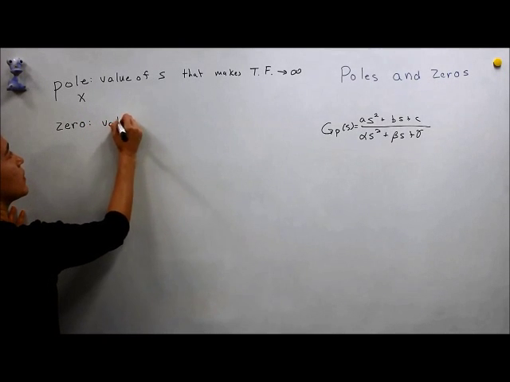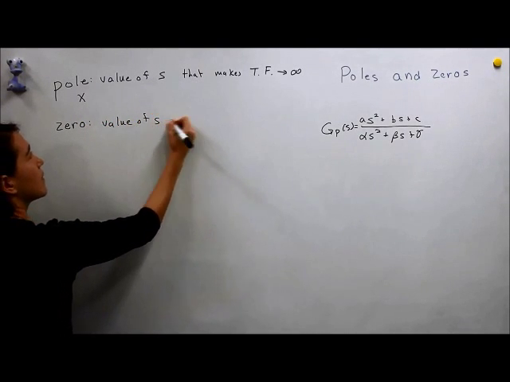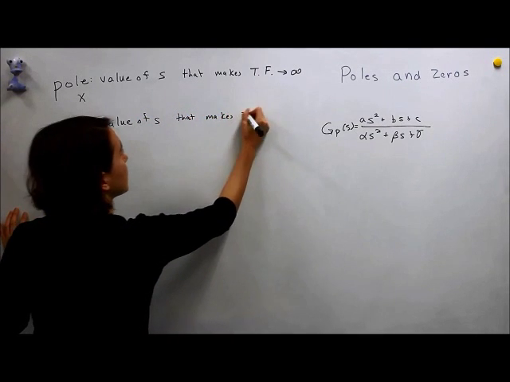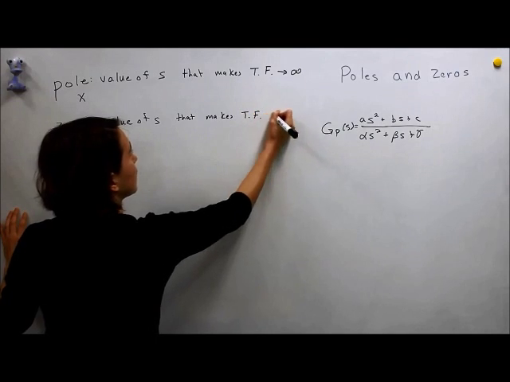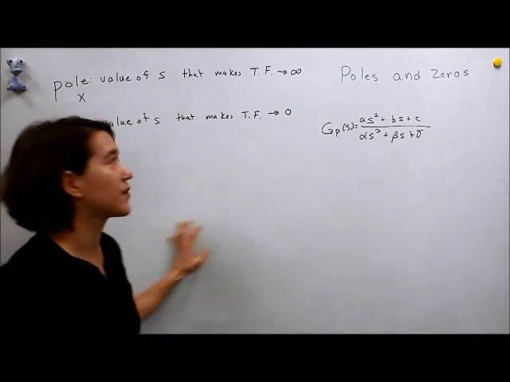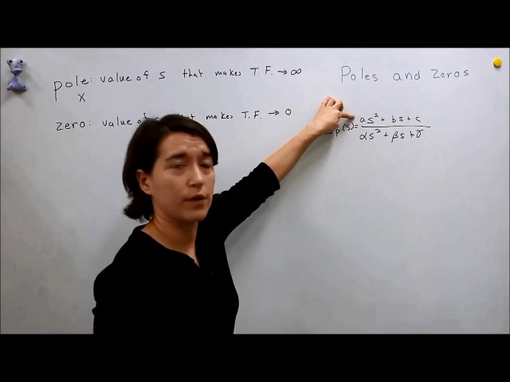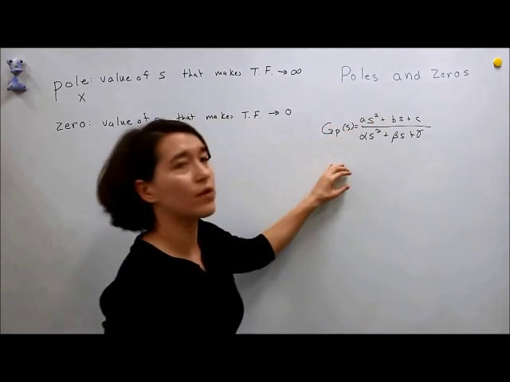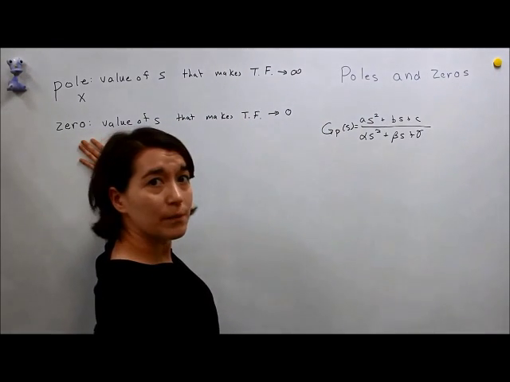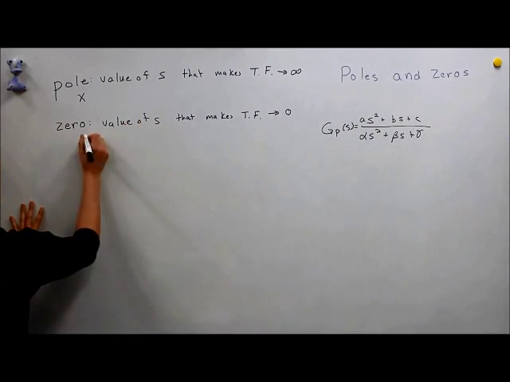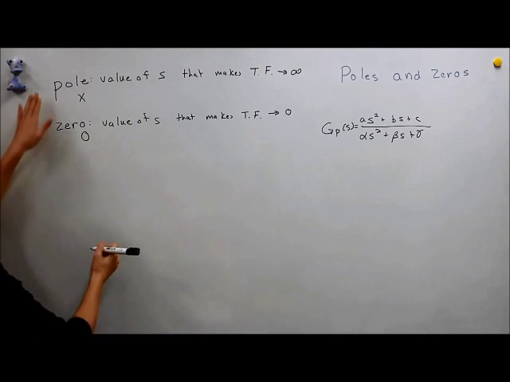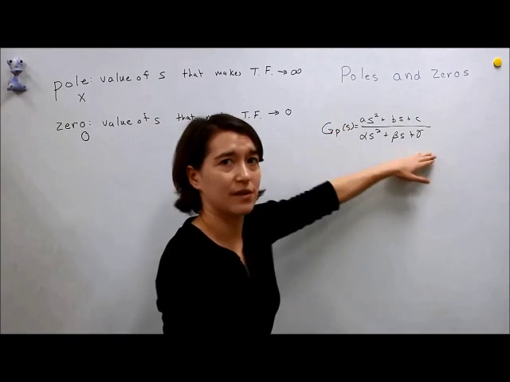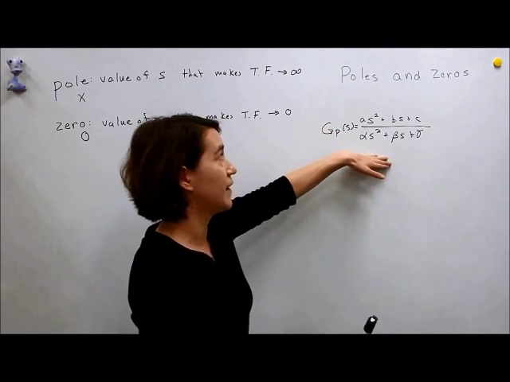And then the zeros are essentially the opposite. It is the value of s that makes the transfer function go to 0. So essentially it's going to be the roots of the numerator here. So the value of s that makes this become 0, so that's the 0. And we denote that as a circle. And then the poles are the values of s that make this expression, the denominator, 0.